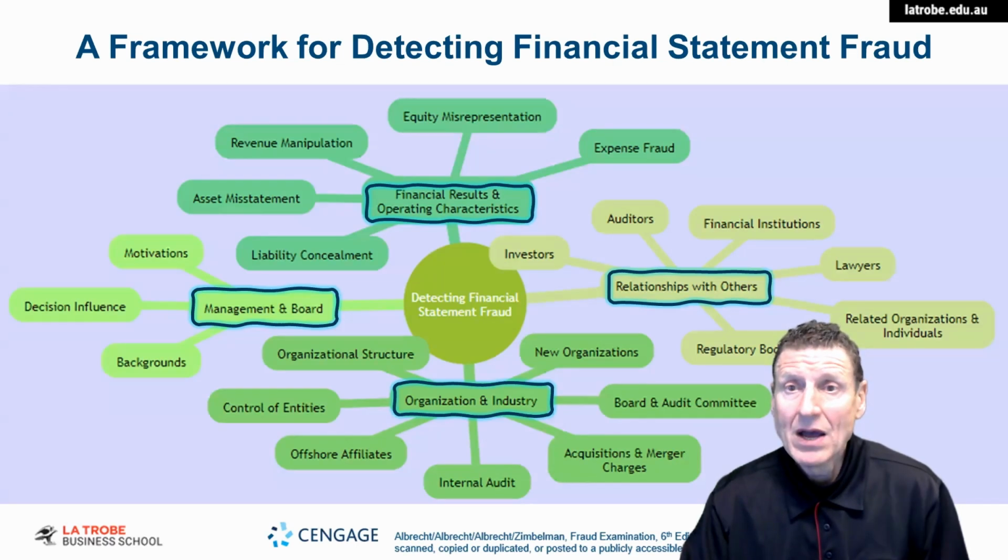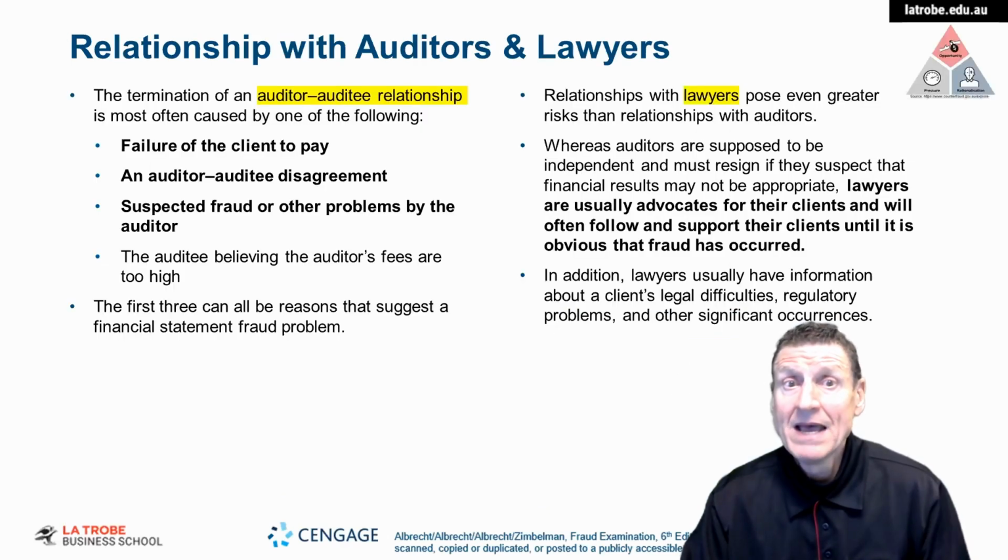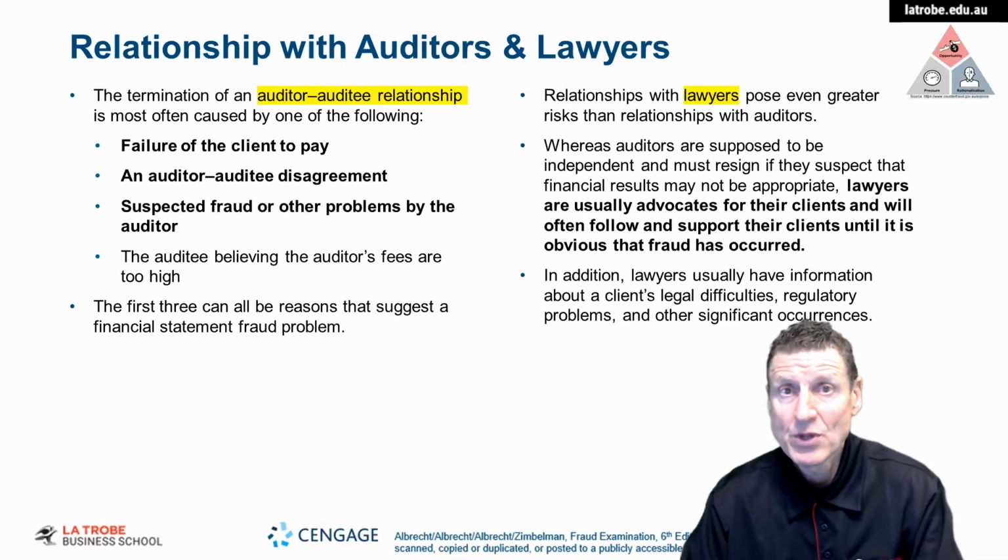Wow. I just want to pull out two individuals whose relationships are really critical for an organization. The first one is the auditor-auditee relationship, because the termination often is caused by the failure of the client to pay, or a disagreement over the financial statements, or a suspected fraud or other problems by the auditor. And under the Sarbanes-Oxley regulations, when auditors leave, information needs to be given to the SEC. Information needs to be relayed to the regulators.